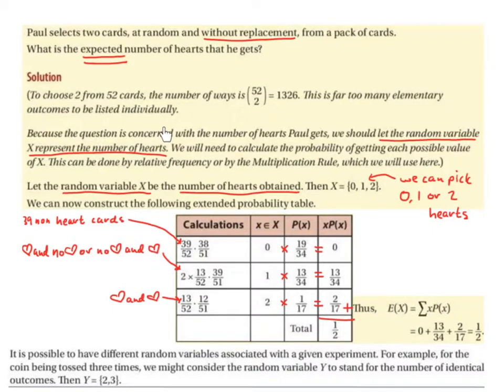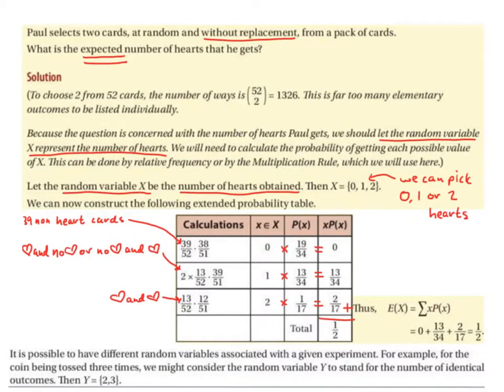Because the question is concerned with the number of hearts Paul gets, we should let the random variable x represent the number of hearts. We will need to calculate the probability of getting each possible value of x. This can be done by relative frequency or by the multiplication rule, which we will use here. So let the random variable x be the number of hearts obtained. Then x is equal to 0, 1, or 2.